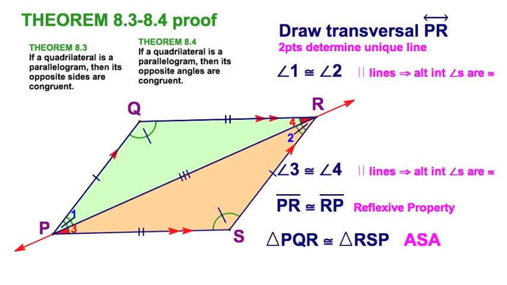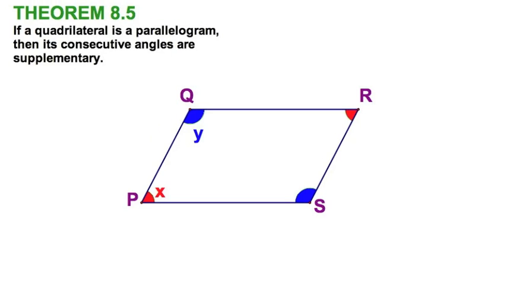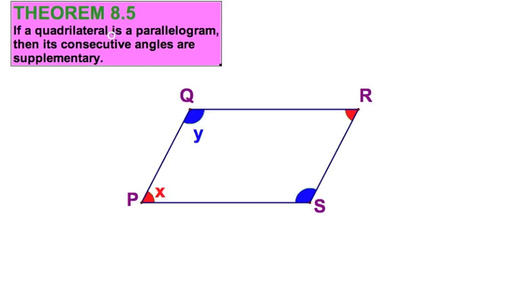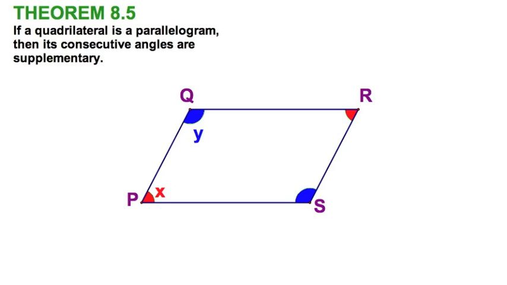I suppose to prove this theorem, we'd have to draw the diagonal QS and repeat the procedure to get the other two angles, but you get the idea. Here we're going to have a look at theorem 8.5, which tells us that if this figure is a parallelogram, then its consecutive interior angles are supplementary. That is X and Y, or the red and blue.